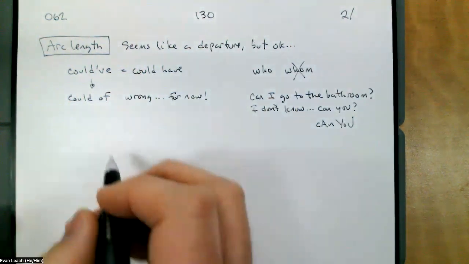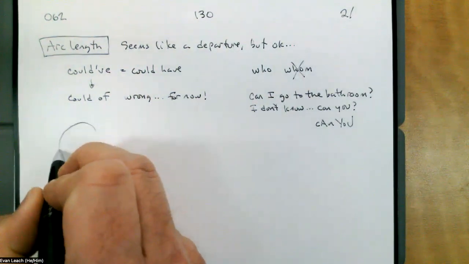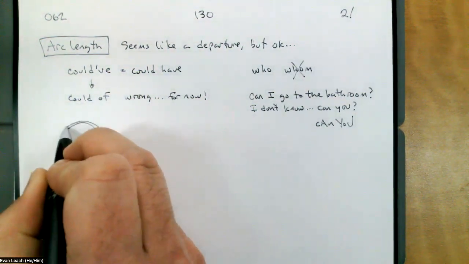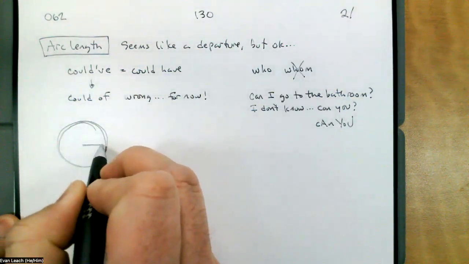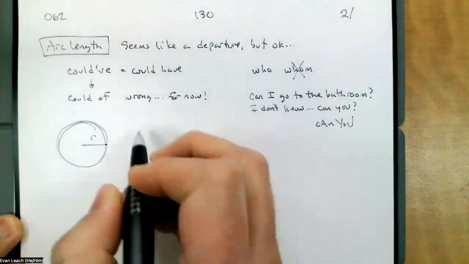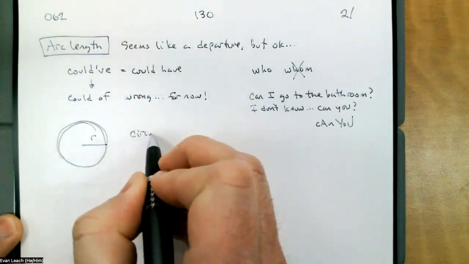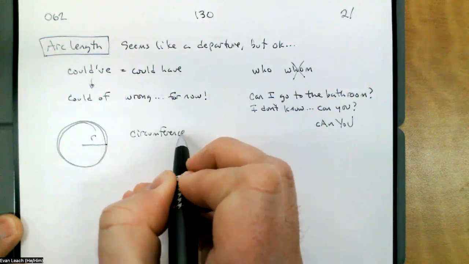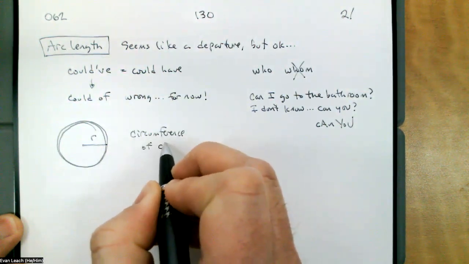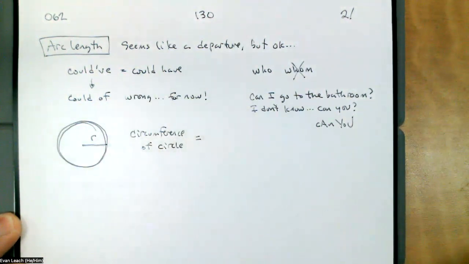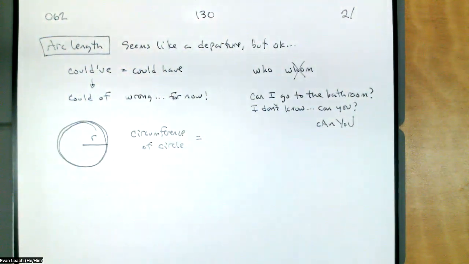Let's suppose we have a circle, and that circle has some radius, r. And here's where I find out if you know arc length already. What is the circumference of that circle? What's the formula for the circumference of the circle?